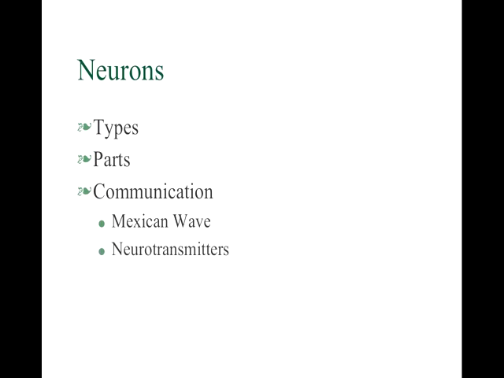We'll talk a little bit about drugs. So if you've heard about depression drugs or SSRIs, the selective serotonin reuptake inhibitors, those are things that affect the communication between cells, which help us deal with some psychological distress issues. So let's start with types.